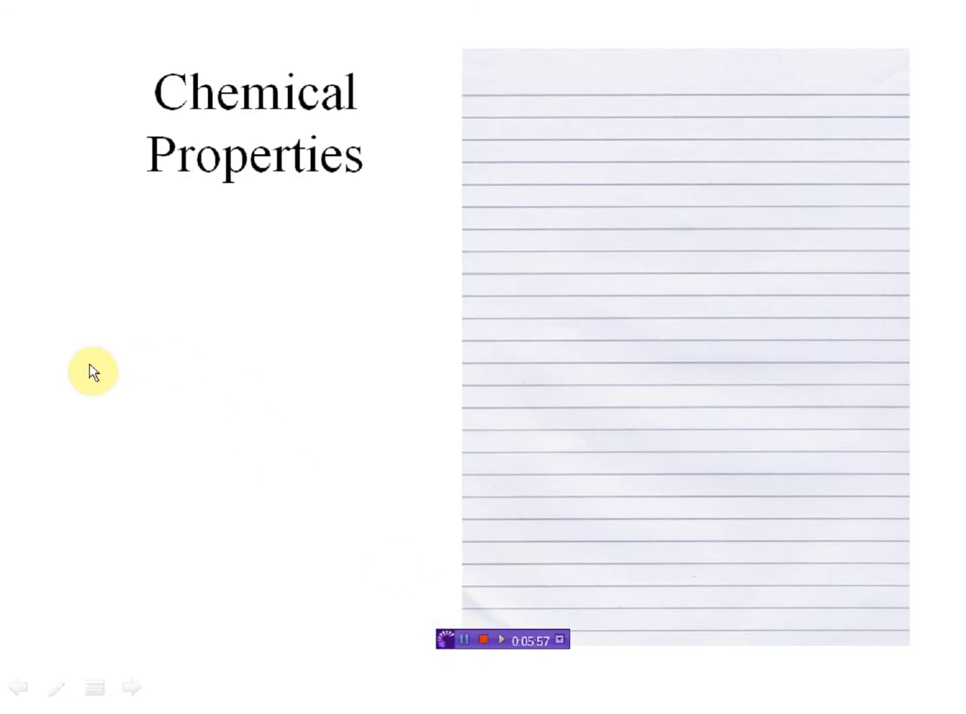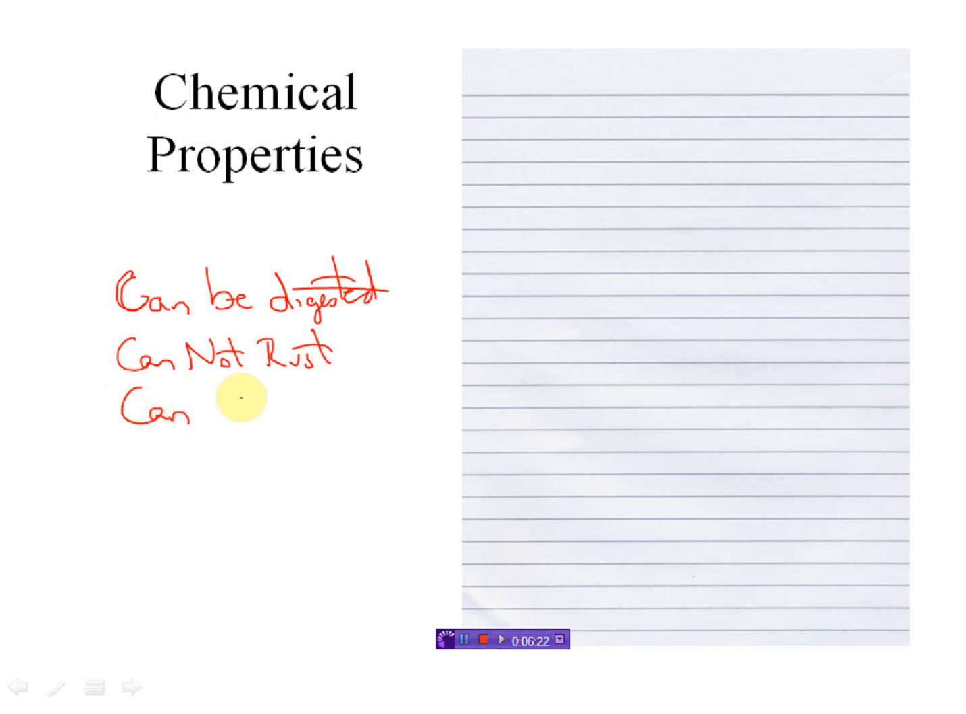Okay, guys, here we go. Here's our white piece of lined paper, and let's list some chemical properties. First off, white paper can be digested. White paper can not rust. White paper can decompose.